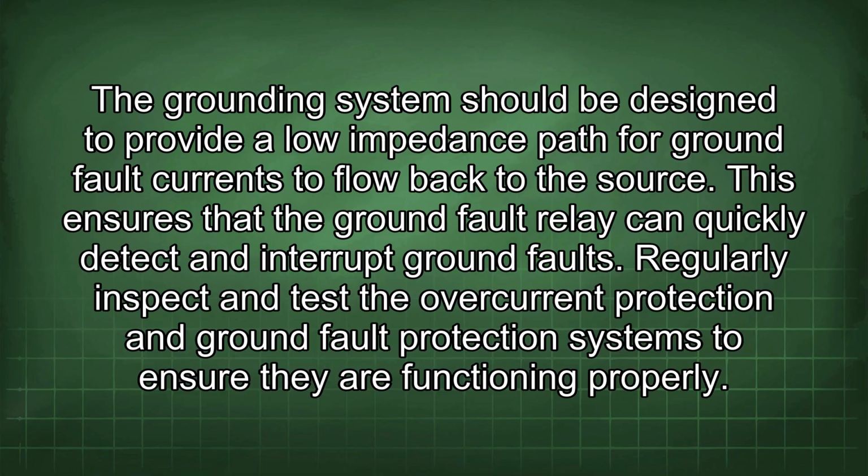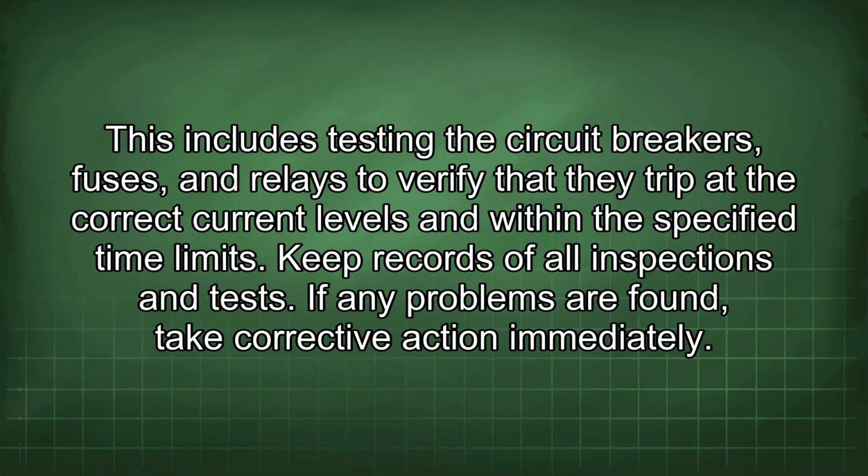Regularly inspect and test the overcurrent protection and ground fault protection systems to ensure they are functioning properly. This includes testing the circuit breakers, fuses, and relays to verify that they trip at the correct current levels and within the specified time limits. Keep records of all inspections and tests. If any problems are found, take corrective action immediately.